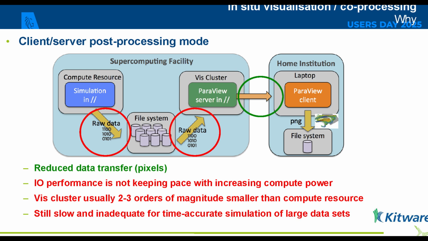So you have a ParaView server here that is connected to a ParaView client, and this is you sitting with your laptop at your home institution. So this transfer here is very fast because you are just transferring pixels from your ParaView server to your laptop. But again, writing data here is slow, and loading them here is slow as well.